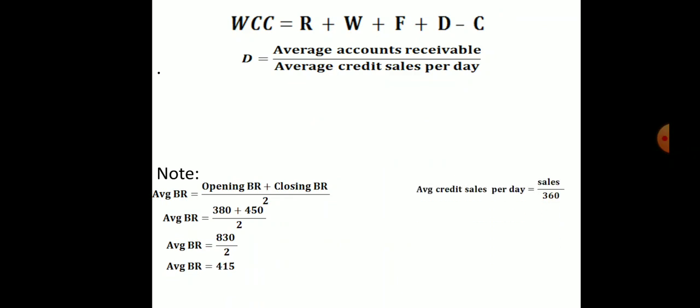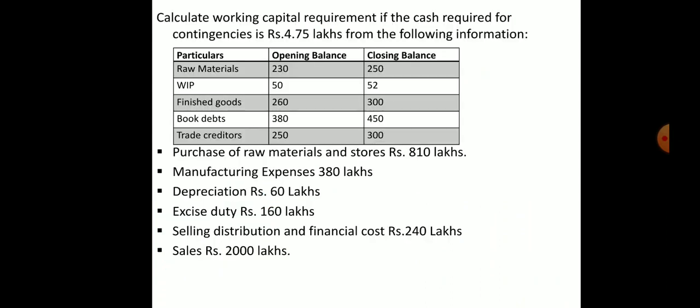So next we have to calculate average credit sale per day. Here the formula is credit sale divided by 360. In this problem they have given total sales as rupees 2000 lakhs. They have not specified how much is credit sale and how much is cash sale. So we have to consider full sales as credit sale.